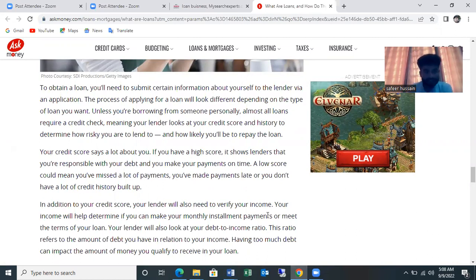In addition to your credit score, your lender will also need to verify your income. Your income will help determine if you can make your monthly installment payments or meet the terms of your loan.